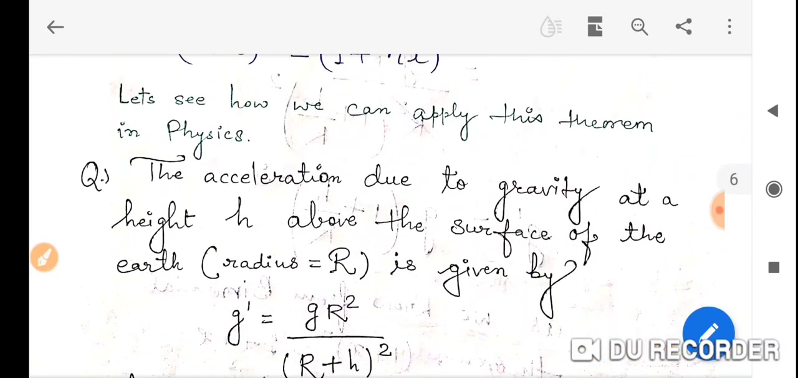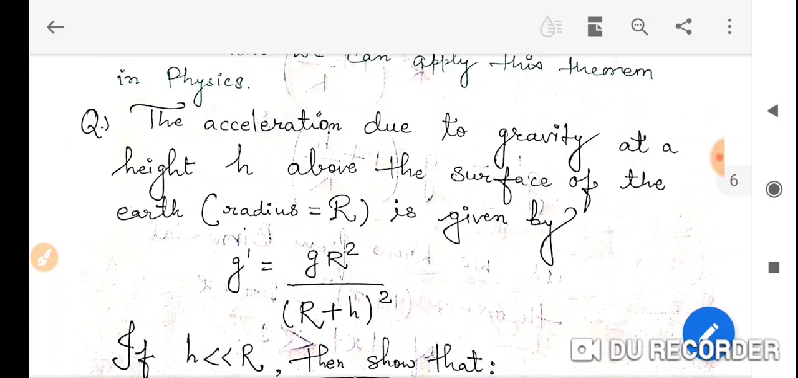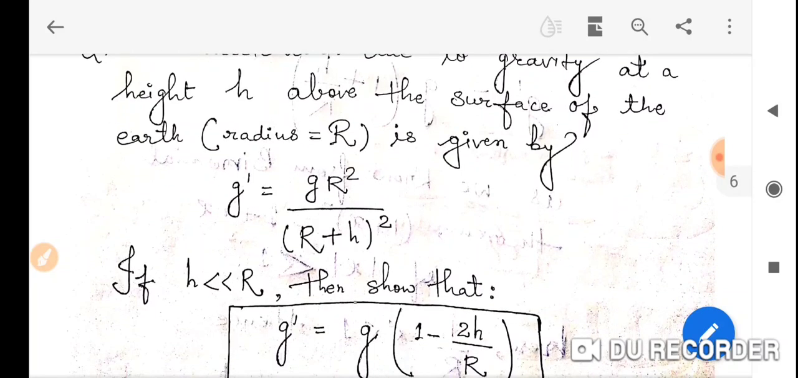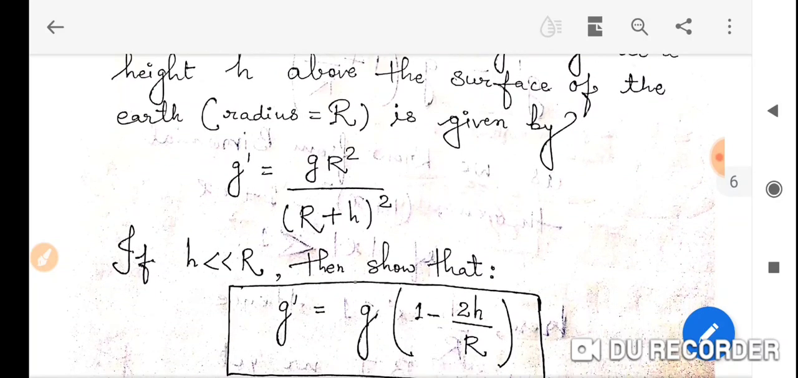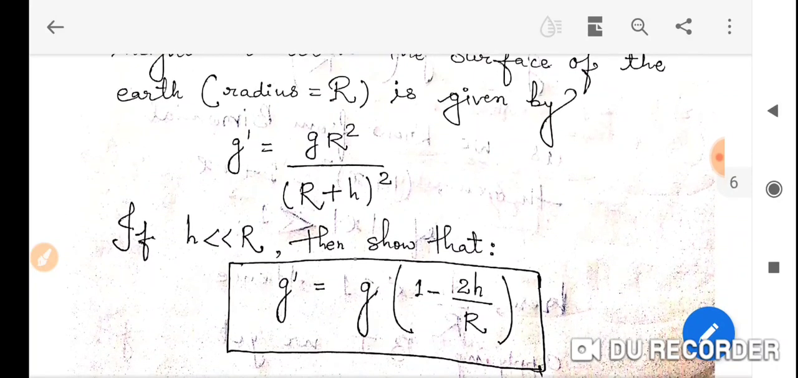Let's see a question. The acceleration due to gravity at a height h above the surface of the earth, assume radius equals to R, is given by g dash equals to gR square upon (R plus h) whole square. If h is very less than R, then show that g dash equals to g under bracket 1 minus 2h by R.